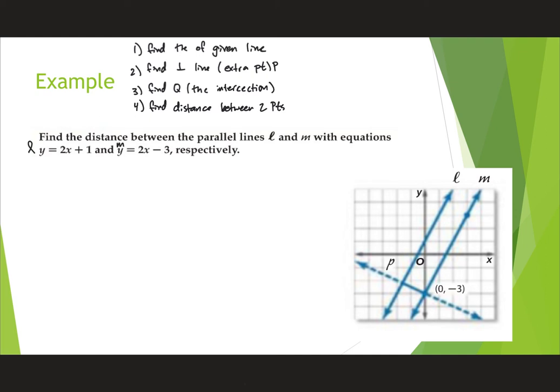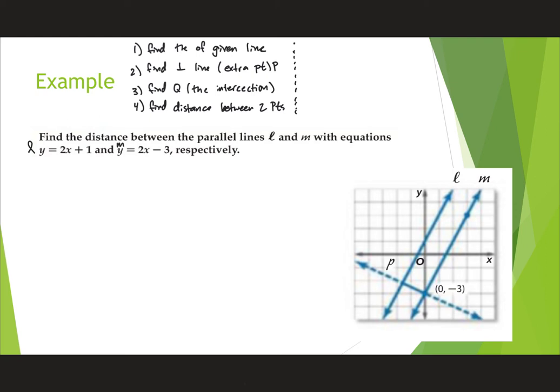All right, now let's see how we're going to adjust this process for the two parallel lines. Now, in this problem, we're already given two lines. We're given line L and we're given line M. So, yay, step 1 is already done. However, as we get to step 2, we need that extra point, okay? Because in order to find the perpendicular line, we need a point. We're going to plug into point slope form, so we need a point.